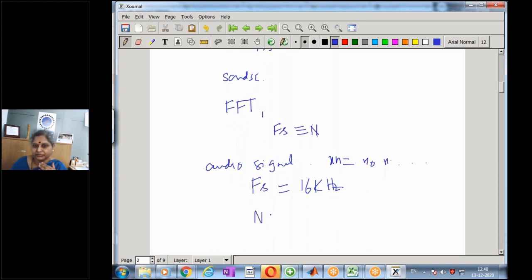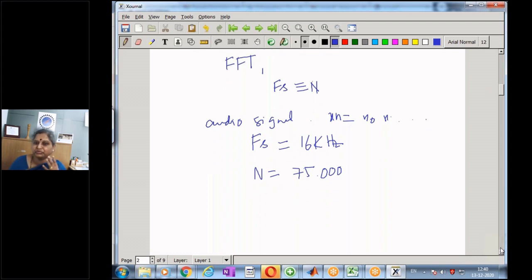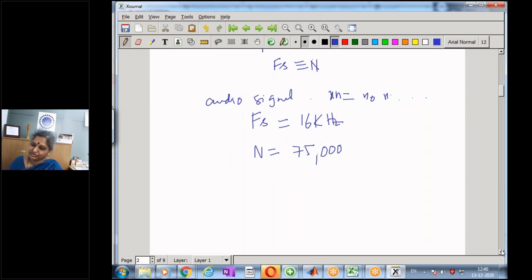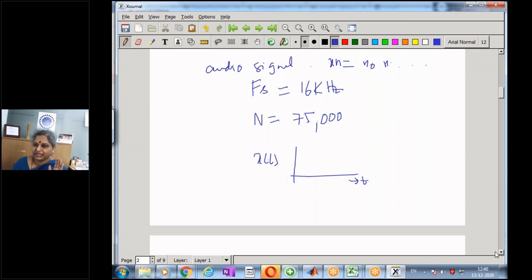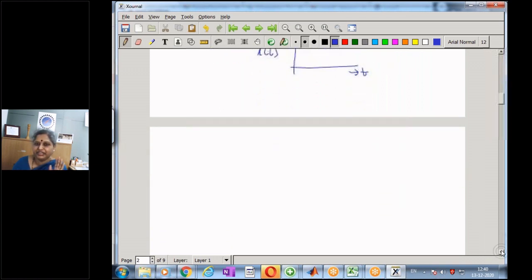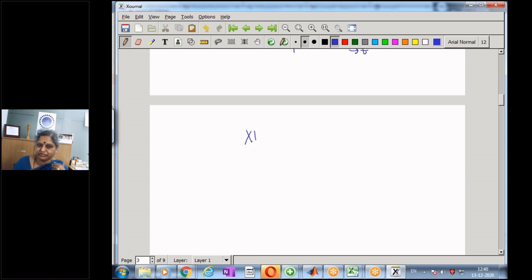So xn is almost 75,000 samples. This is just to show the complexity of the problem, and the time duration I've taken is only 5 seconds. I can hear this sequence of numbers, I can plot it as a function of time, x of t, and I can also plot the spectrum. And how do I get the spectrum? Simply by computing the N-point DFT.